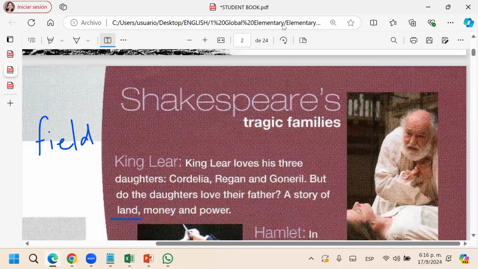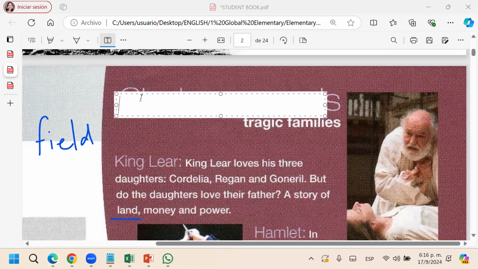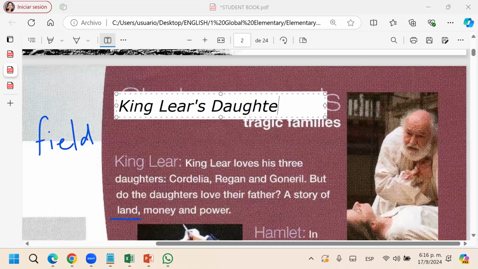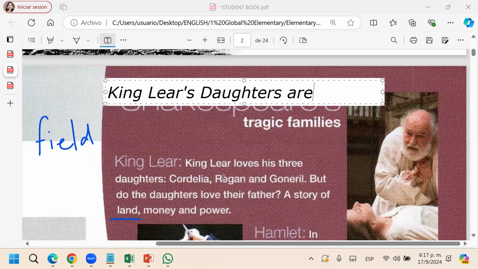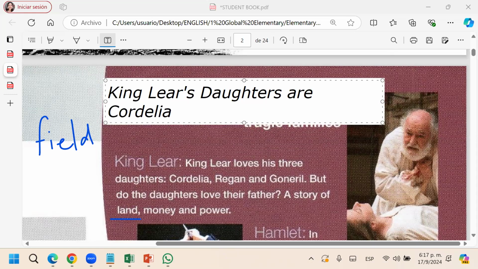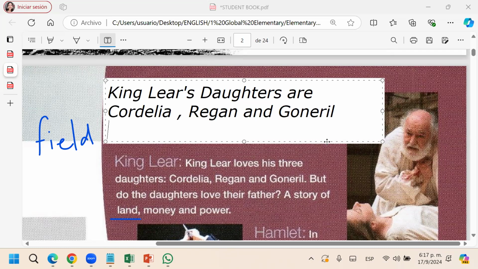So in all of these families, we can use the possession. For example, if I want to say, who are King Lear's daughters? Cordelia, Regan, and Goneril. So instead of saying the daughters of King Lear, say King Lear's daughters. It's easier. So the apostrophe S is used for possession.